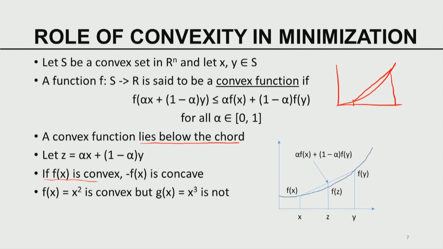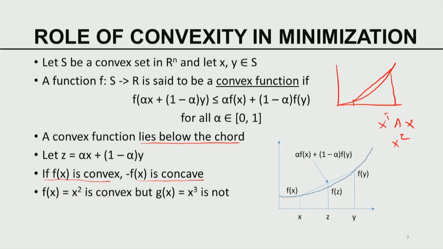So if f of x is convex, minus f of x is called concave. So how would I imagine a convex function? X transpose x is a typical example of a convex function. X square is a typical example of a convex function. Concave functions are for maximum, convex functions for minimum. Maximum and minimum are duals of each other. Concave functions and convex functions are duals of each other. So within the context of minimization, we are generally interested in convex functions and convex sets.